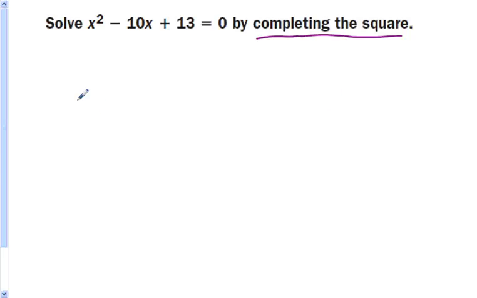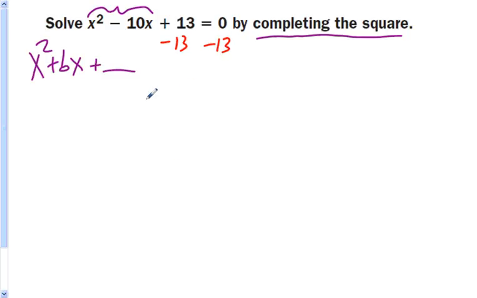Now remember, when you complete the square, we had an x squared plus a bx, and we added some value to the end of it to make it a perfect square trinomial. So if I go to this x squared minus 10x plus 13, I really just need the x squared minus 10x. That gives me my x squared, and there's my bx, and then I can complete the square. So I want to get rid of this plus 13.